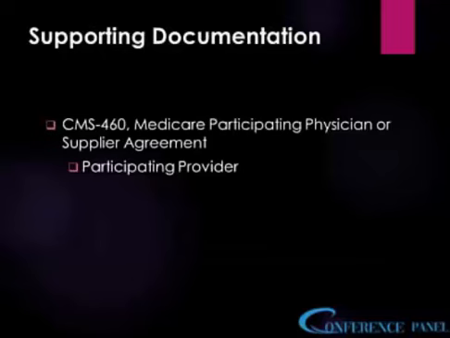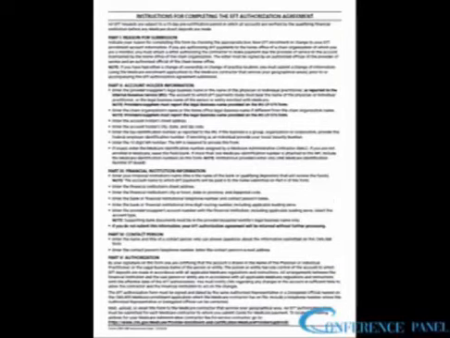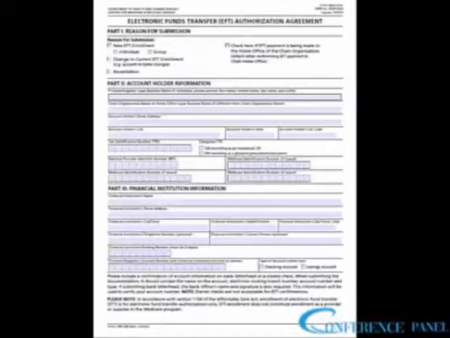One of the required supporting documents is the Form 460. It looks like this: the Medicare Participating Physician or Supplier Agreement. Very important. Patients have a lot of questions as to how that all works, so it can be kind of a nightmare. So Form 460 you'll want to be aware of. The next form is the EFT Form 588. This has to be included with your revalidation.